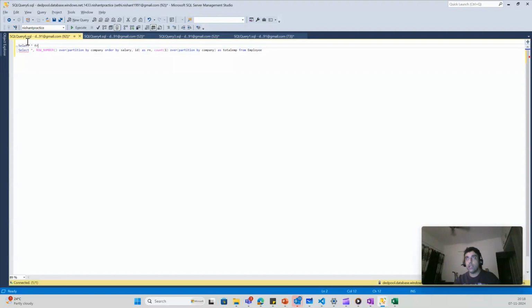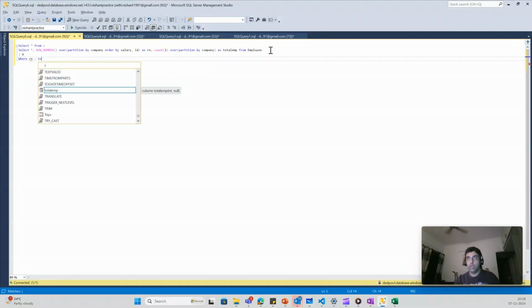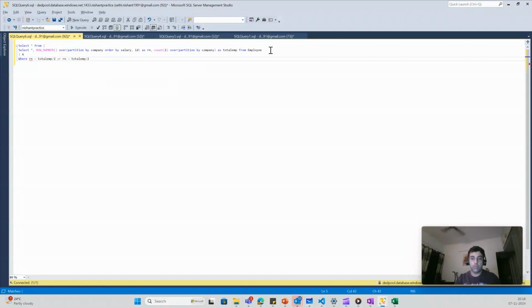So what I can do is treat this as a subquery and select over it. For now, let me just select star and I will replace it with the specific columns later. In the where condition that I'll put over here, I'll say where my RN is equal to total employee divided by 2, or my RN is equal to total employee divided by 2 plus 1. So now this will give me those two rows which are at the median position for any company.